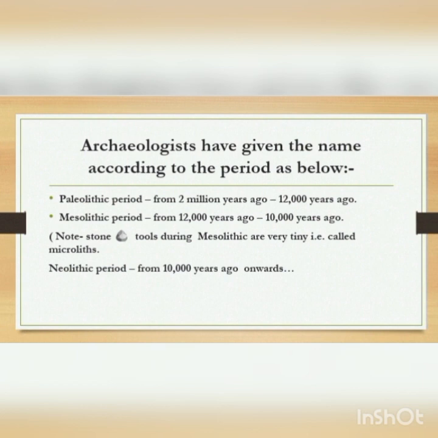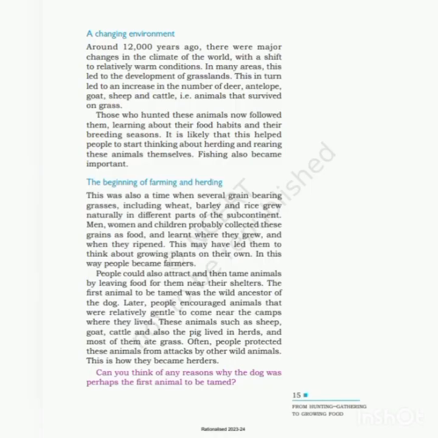Then Mesolithic period is from 12,000 to 10,000 years ago. During this period, the stone tools were tiny in nature, that is why also called microliths, and were used to make saws and sickles. But the older varieties of tools continued to be in use during this period. Now the last is the Neolithic period. Neolithic period starts from 10,000 years ago.